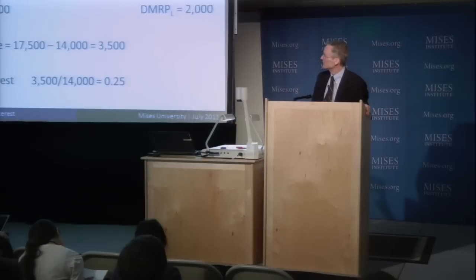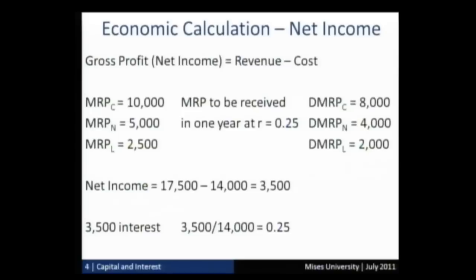So let's take a simple numeric example of this. Let's suppose we have here our net income, revenue minus cost, and we have these marginal revenue products for the three different factors, capital, land, and labor, to be received in 1 year when the interest rate is 25%. So in 1 year, the good is going to be sold for $17,500, the sum of the marginal revenue products of all the factors that go into producing it.